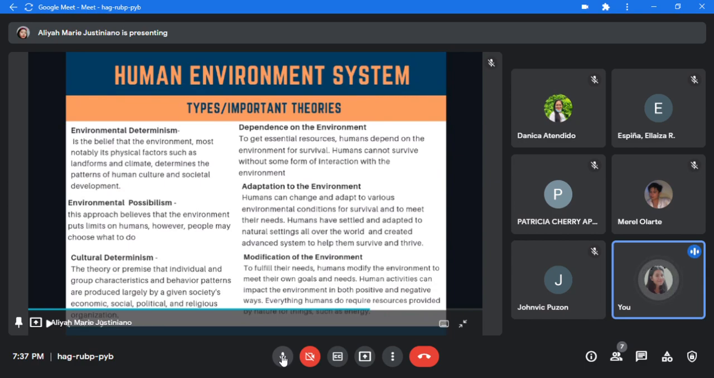Baliktad ulit. I-edit ko na lang to, wait. Yung sa environmental determinism, wait lang.